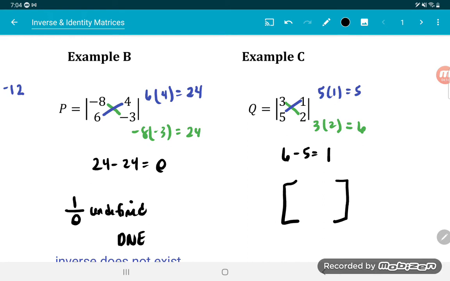The places, A and D switch places. So 2 and 3 switch places. 1 and 5 switch signs. So both of them will become negative. Your inverse for C is 2, negative 1, negative 5, 3. If you want to, you can put the 1 on the outside, or you can leave it as it is.